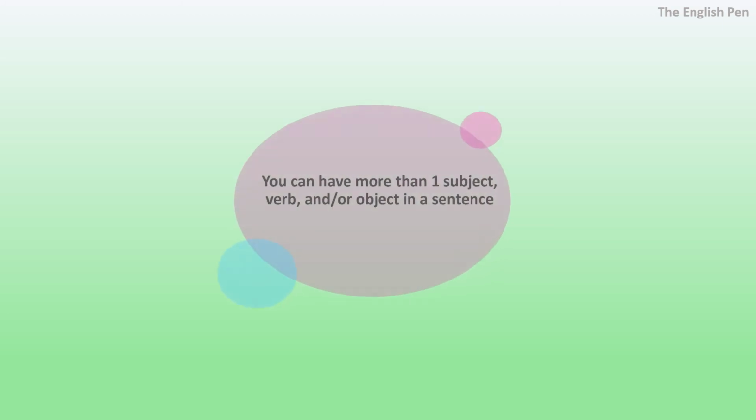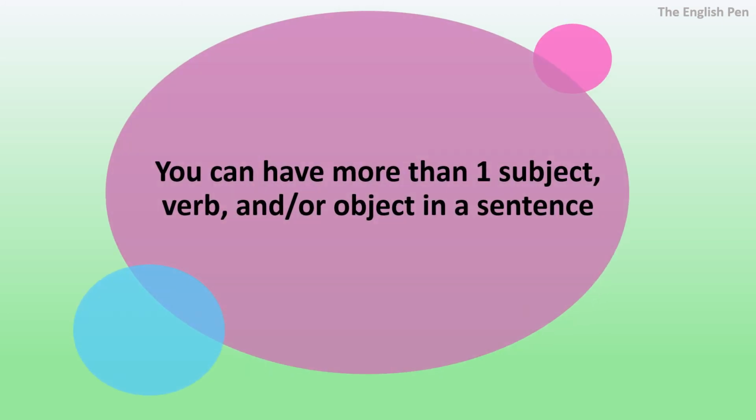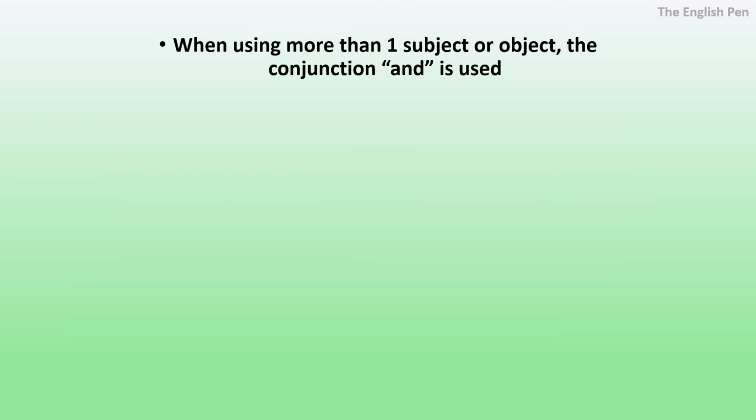Sometimes you can have more than one subject, verb, and/or object in a sentence. In this video, I will only cover subjects and objects. Having two verbs together in a sentence is a bit complicated, so that topic is a video for another day. When there is more than one subject or object, the conjunction and is usually used.